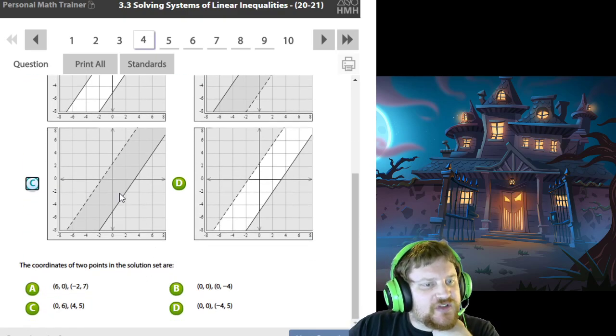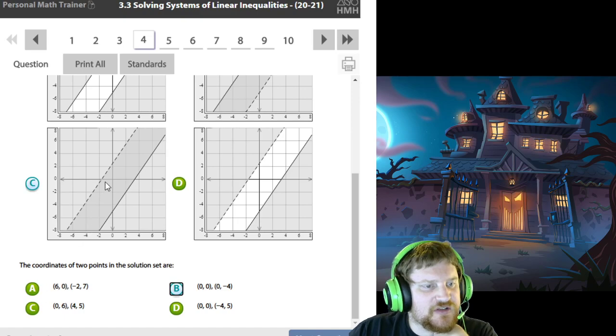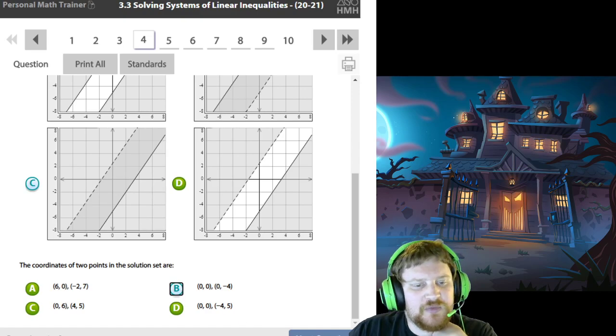Coordinates of 2 points, 0, 0 is in there. I'm looking at B right now. 0, negative 4 is in there. Looking at D, 0, 0 is in, but negative 4, 5 is not. 0, 6 is not. Looking at C, 0, 6 is outside. And looking at A, 6, 0 is outside, so it's B.